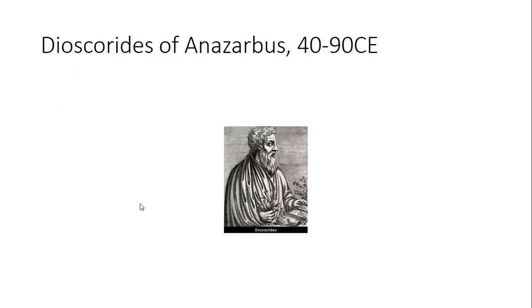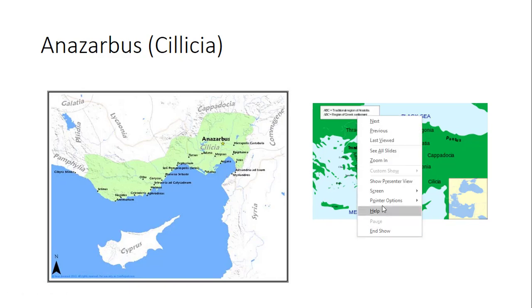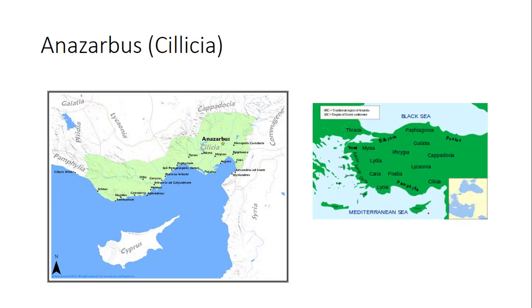So the first one I'm going to talk about is Dioscorides of Anazarbus, who lived in the first century in the Roman Empire. He too came from Asia Minor, Anatolia, from this area right here. He was trained as a physician, and he actually was part of the Roman Empire. And in doing so, he traveled all throughout the Roman Empire.